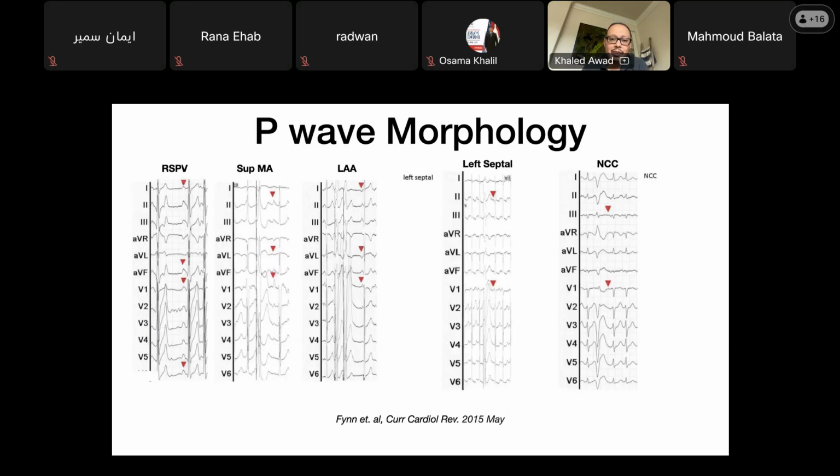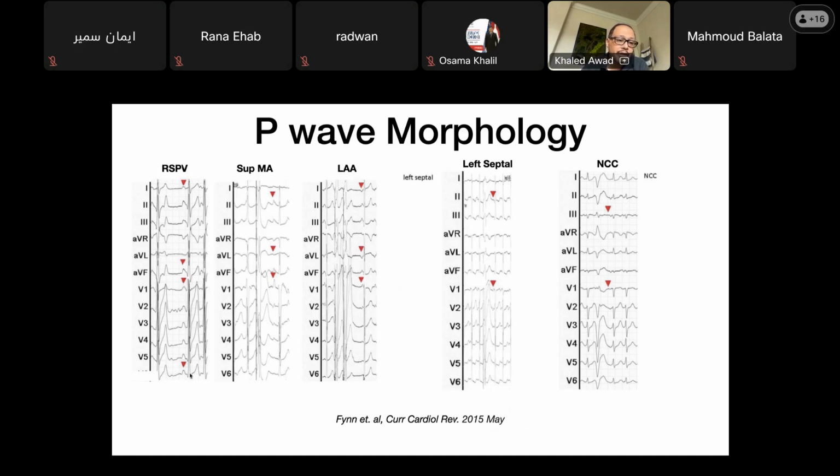Get in, do your study, understand what's going on, but it's good to know where to look. Are you dealing with the right atrial rhythm? Are you dealing with the left atrial rhythm? That is very important to know up front. Again, more P wave morphology: right superior pulmonary vein, superior mitral annulus with their characteristics.